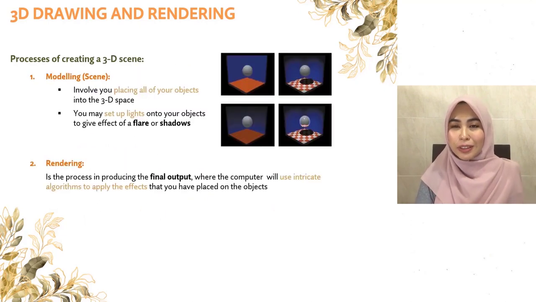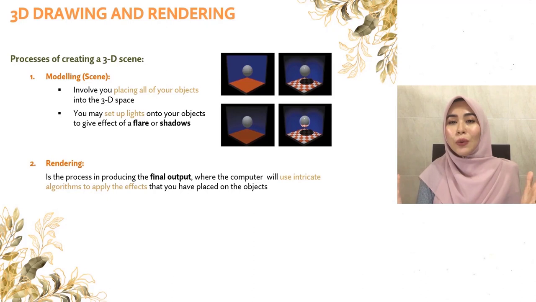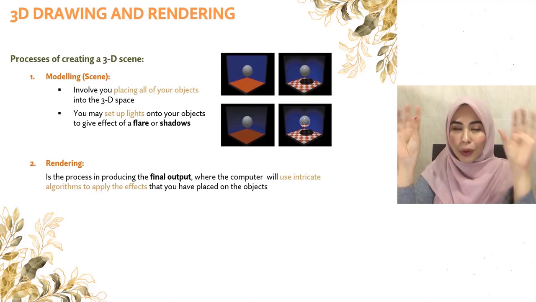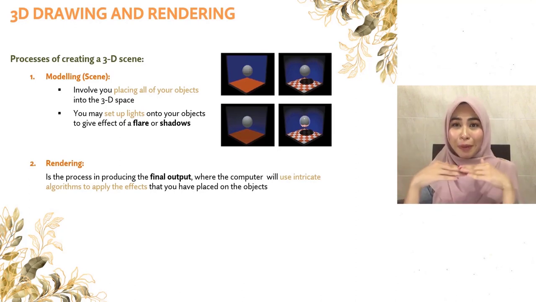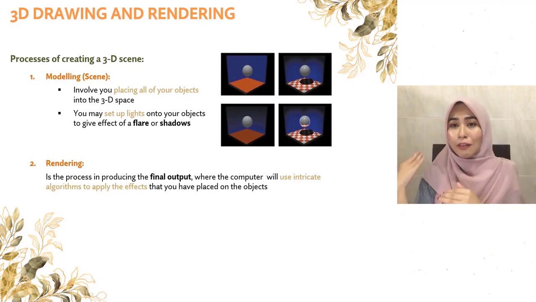Once you have modeled all of your objects and everything is finished, you can place all of your objects into your 3D space. This is known as modeling your scene. You place all of your objects inside your scene. Then you can set up light onto your objects to make them look more realistic by providing flare or shadows. As we all know, inside a scene we have lights. Depending on where the lights are, you can have shadows and you can have highlights. If you take a look at, for example, my face right here, I have highlights there and I have shadows.